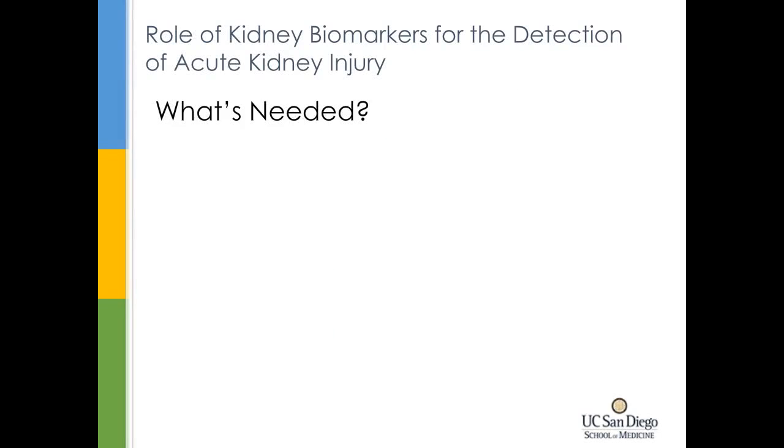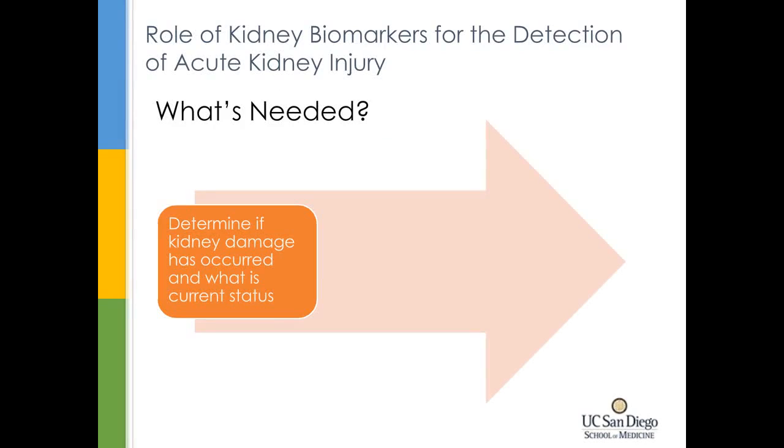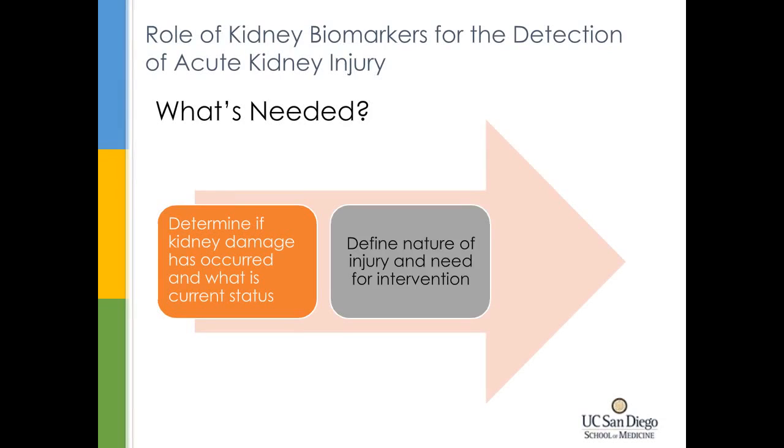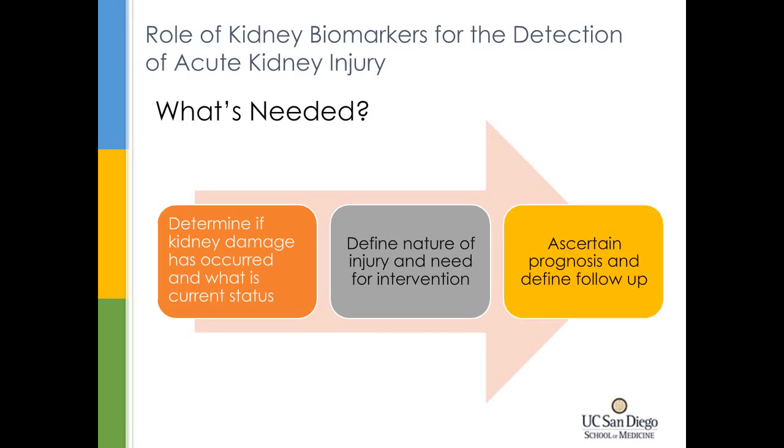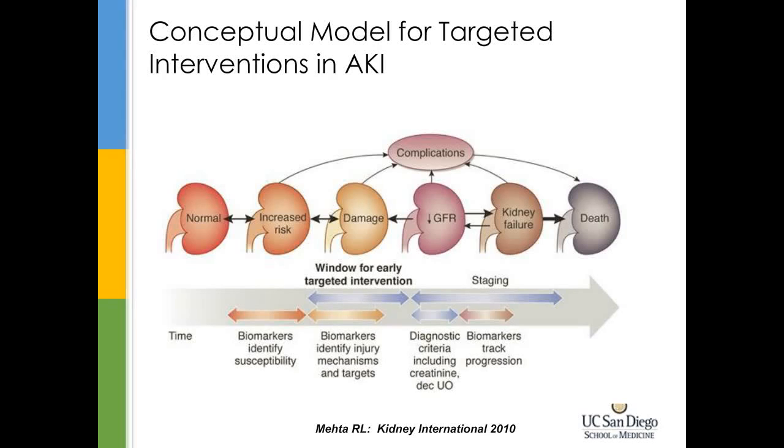So in this background, the question is: what's needed? I think the first aspect is that if you look at a patient, you need to determine if kidney damage has occurred and what its current status is. The second is to define the nature of injury and whether we need to intervene. And thirdly, to ascertain prognosis and define the follow-up. Now, what tools do we have?